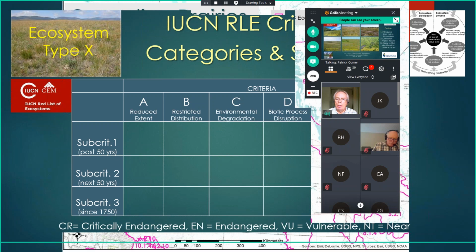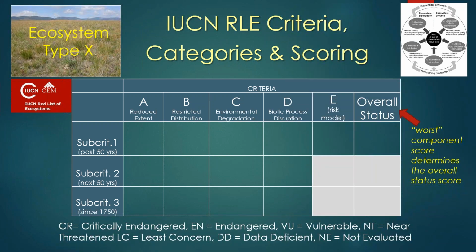You can think of it, in my shorthand, as the worst component score really determines the overall status score under the Red List of Ecosystems, which is very similar to the Red List of Threatened Species. Now, this makes it a bit more transparent as a process. It doesn't allow for interactions across different factors, which can be an issue, but the objective here is to provide a basic, repeatable, transparent framework for assessment.